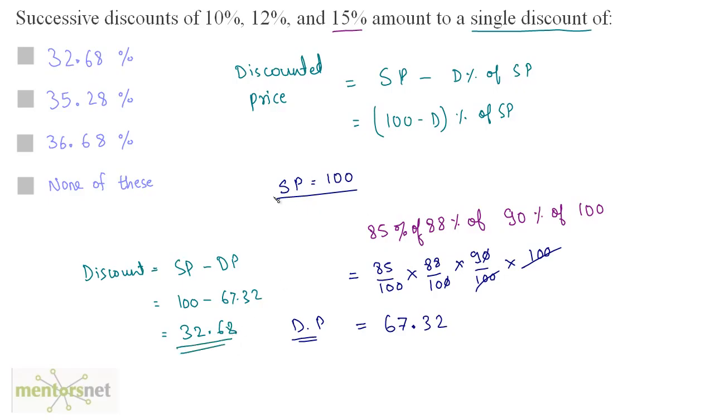So I took the base as 100, that is the selling price is 100, so I can say that this is 32.68%. So the answer is option A.